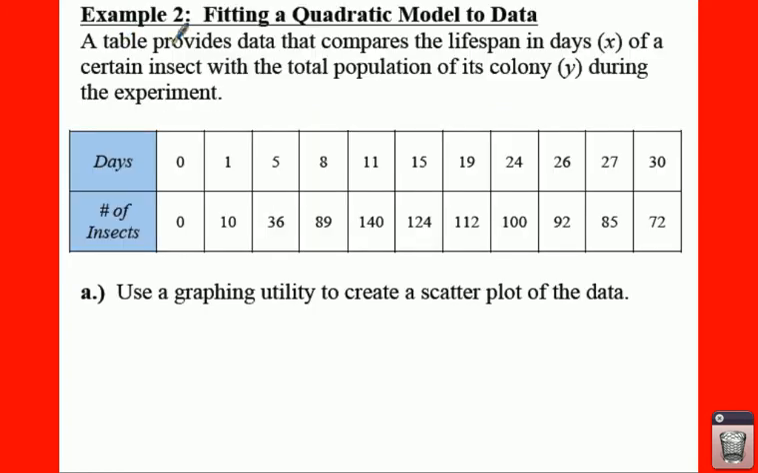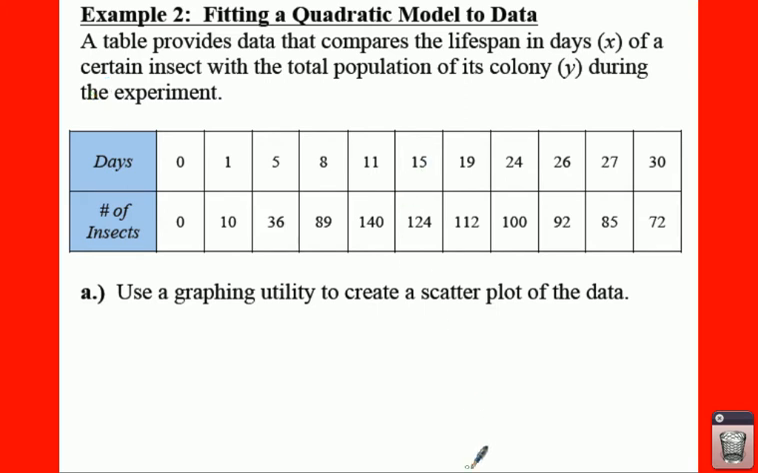So here we have a table that compares the lifespan in days of a certain insect with the total population of its colony during the experiment. As you go through these points, you have your days on the top row, which would be your x values or your list 1, and then you have the values in the second row, which is your number of insects. These are your y values. So for the first part, we need to use a graphing utility to create a scatter plot of the data.